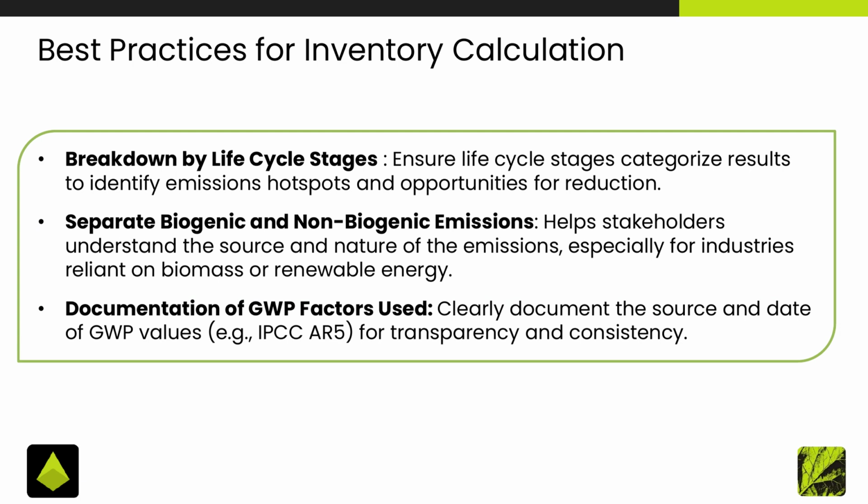Now let's focus on best practices for inventory calculation. Firstly, breaking down by life cycle stages ensures you can identify emissions hotspots and find opportunities for reduction. Each stage gives insight into where the most impact occurs. Next, separating biogenic and non-biogenic emissions helps stakeholders comprehend the source and nature of emissions. This distinction is particularly crucial for sectors relying on biomass or renewable energy.